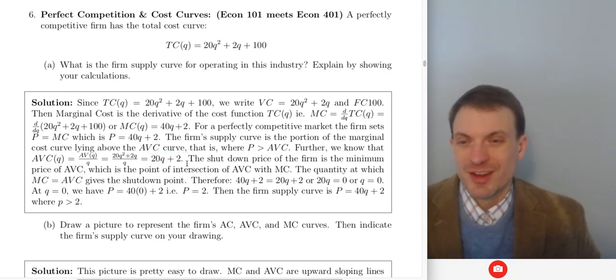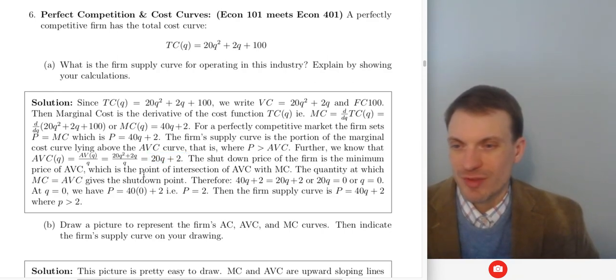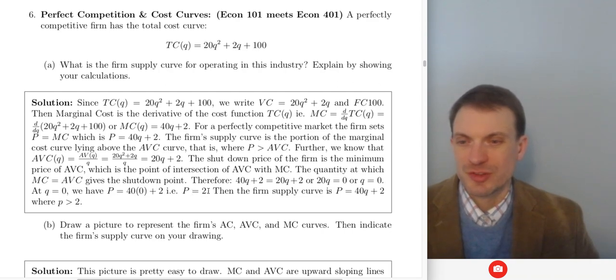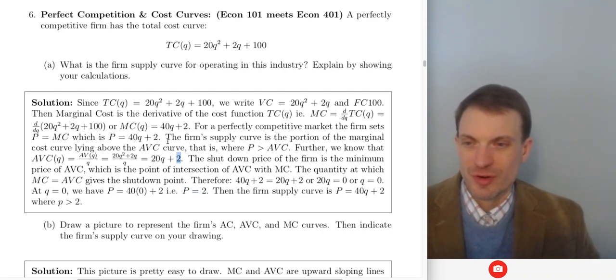Anyway, so I say that here, the shutdown price of the firm is the minimum price of average variable cost. That's the intersection of average variable cost and marginal cost. The quantity where this happens was just a quantity of 0 corresponding to a price of 2, right? We can see that the vertical intercept is 2. That corresponds to a quantity of 0, then the price is 2.